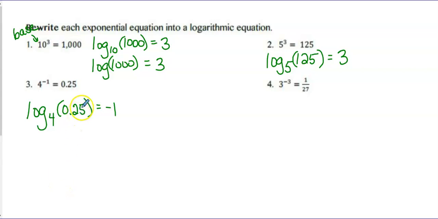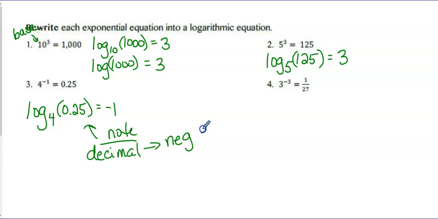Note that when there's a decimal, let's make a note here. When there's a decimal that is between 0 and 1, that's going to give you a negative exponent. In other words, if x is less than 1 and greater than 0, so if it's a decimal number. All right, let's look at one more.